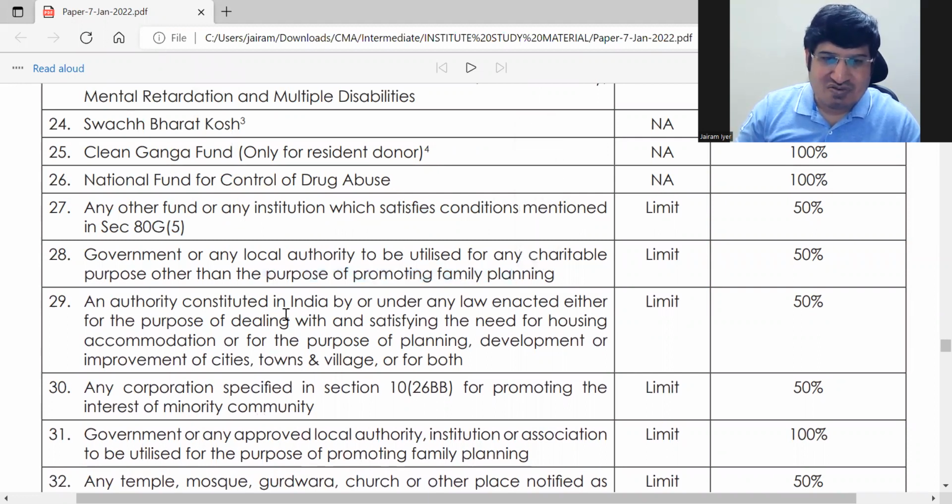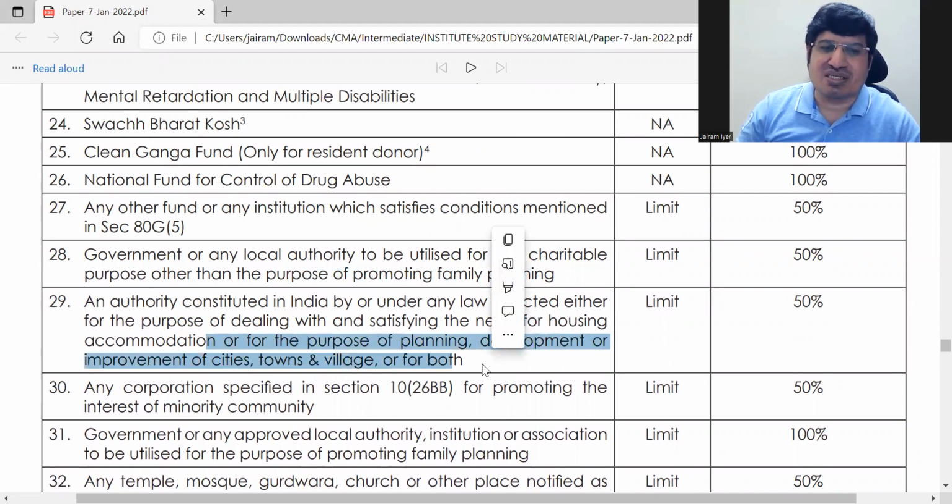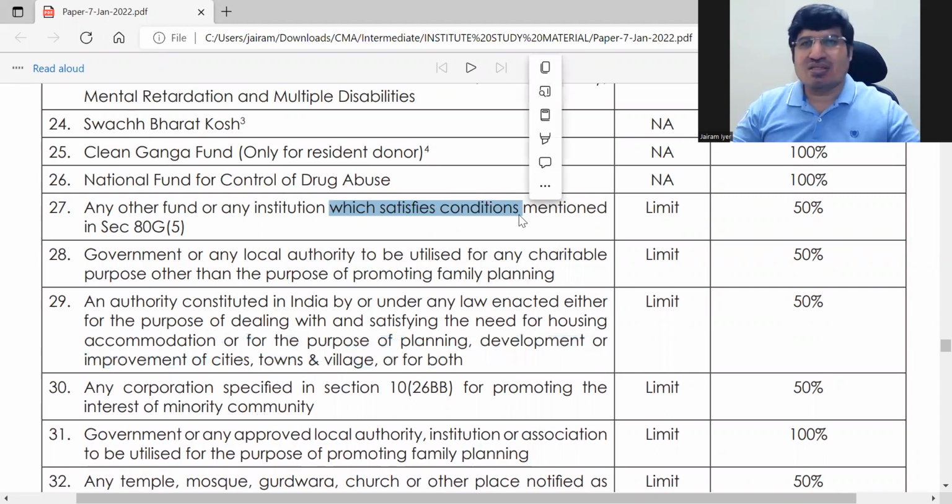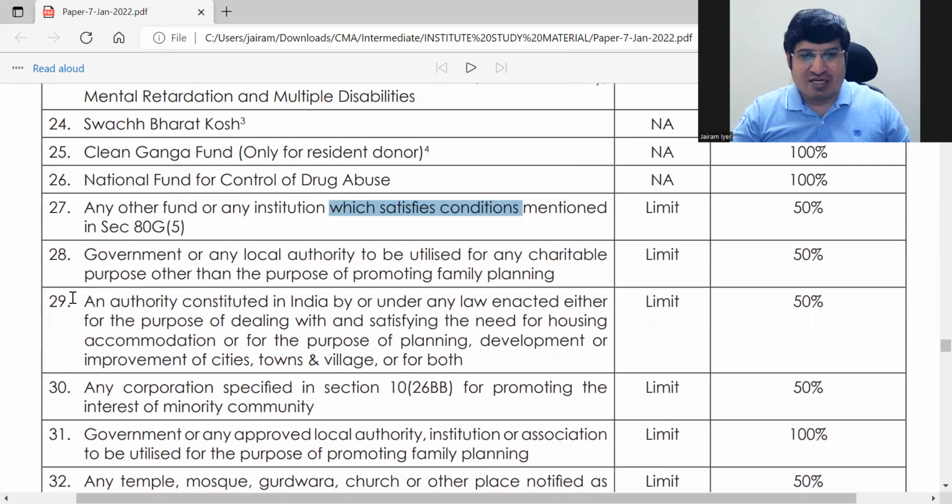Okay. This is for town planning, for the purpose of planning, development, and improvement of cities. Just these two you have to remember. Then your category B is complete. Okay. Category A, once you see it, you will know.